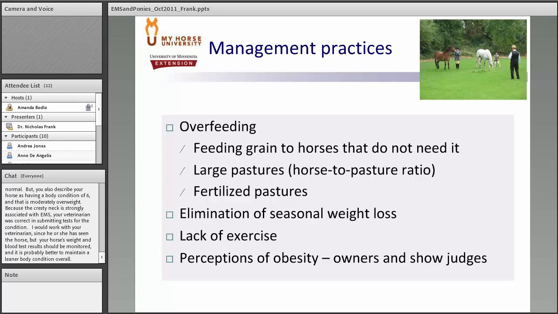We also need to recognize that the pasture is a large source of calories that is largely unregulated if the animal is just allowed free grazing. If the animal is on a large pasture, it has abundant grass, particularly if that grass has been fertilized or the soil is very rich and the grass is growing very well, then we have a tremendous amount of calories that are going into the animal and potentially more calories going in than the animal is using, which results again in the obese state.